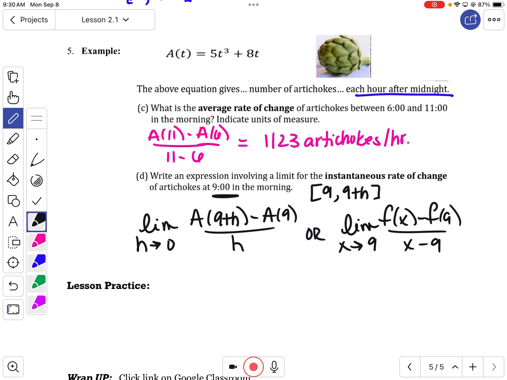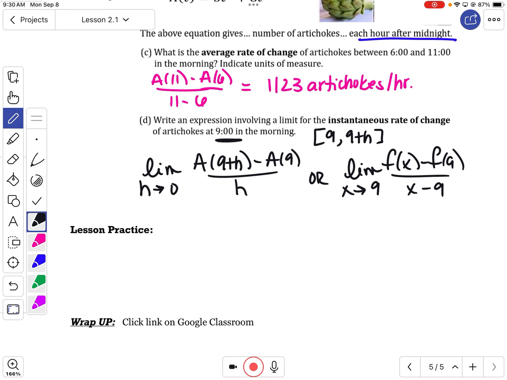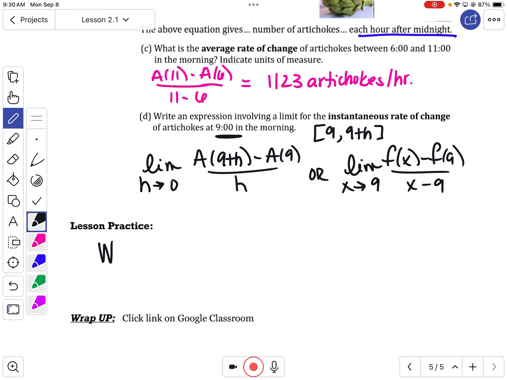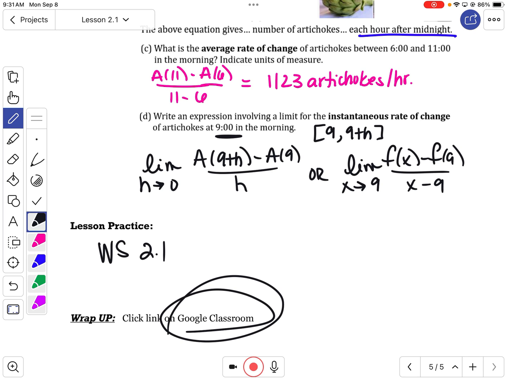If you wanted to write that down just so you have a reference to look at. Your lesson practice is just your worksheet 2.1 that was back on the back table. There's only like 3 or 4 questions on there, just for you to practice the notation. Tomorrow we get into the meat and potatoes of the notation and doing all the algebra and all the good stuff, but today it's just understanding the notation. Your wrap-up is on Google Classroom, so let's get that done.